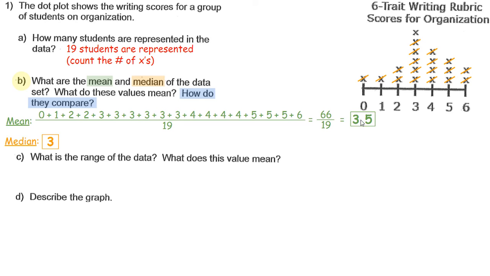Well, what's the difference between 3.5 and 3? A half, or 0.5. And which one's bigger? The mean is. So I would say the mean is greater by 1/2 or 0.5. That's how they compare. What is the range of the data set?